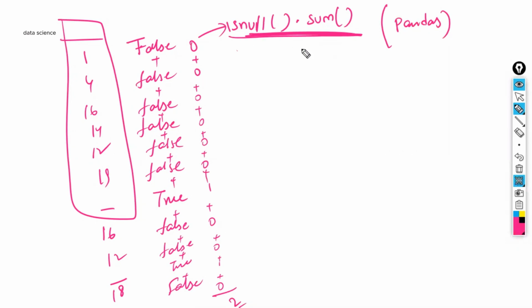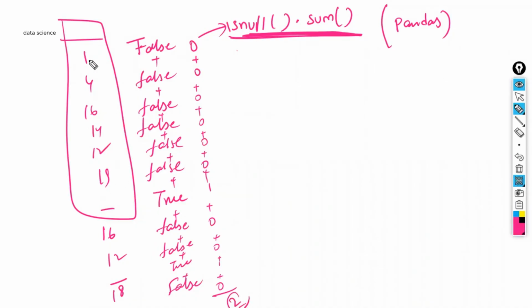This is one of the most important functions in data science, to check how many missing values are there in the given data in order to do the data cleaning. For that, we require this. This is the backend code. In the backend, it is going to check whether each value is true or false, and wherever something is missing, it is going to apply. And finally, I'm going to get two missing values.